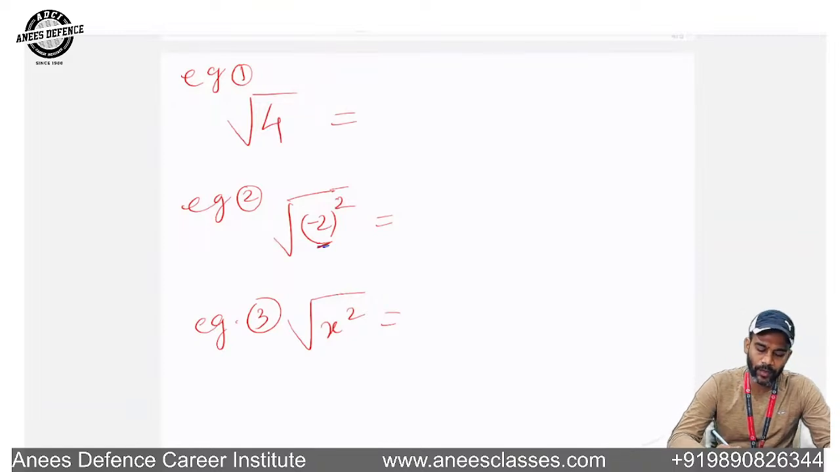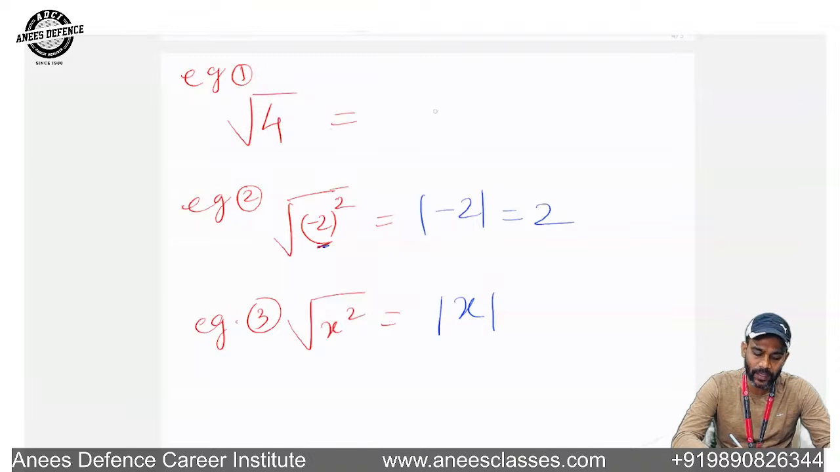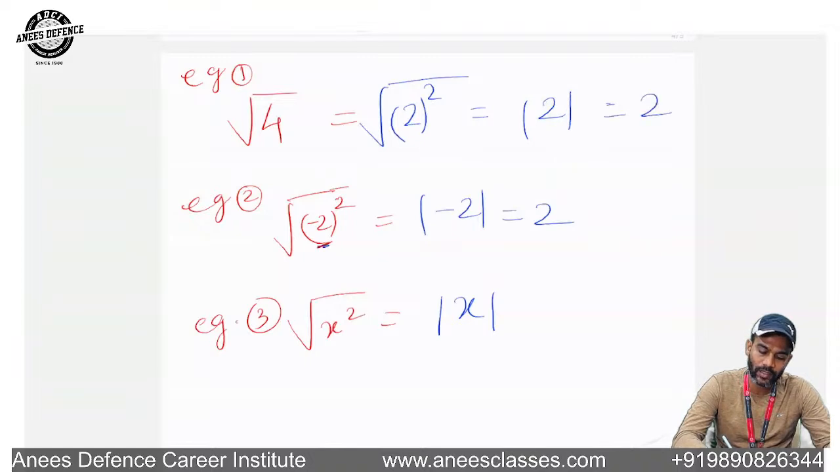See, okay, no problem. Let me tell you, under root x square is not x, it is mod x. And under root minus 2 square would be mod of minus 2, that is 2. Under root 4 would be, I can write 2 square. 4 can be written as 2 square. So this is nothing but mod 2, that is equal to again 2.